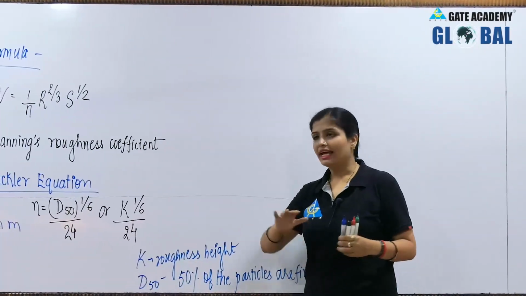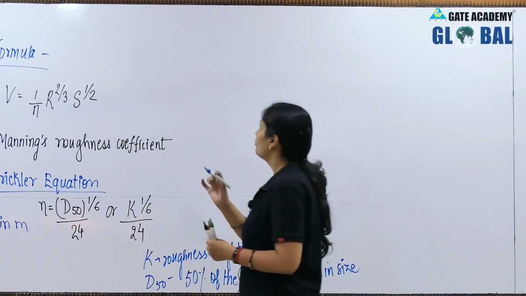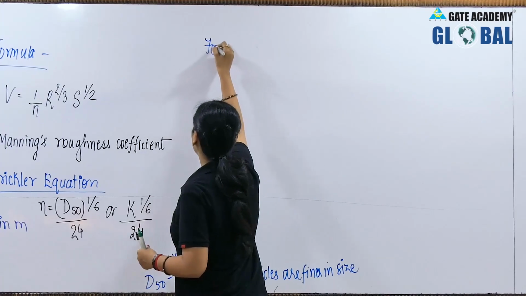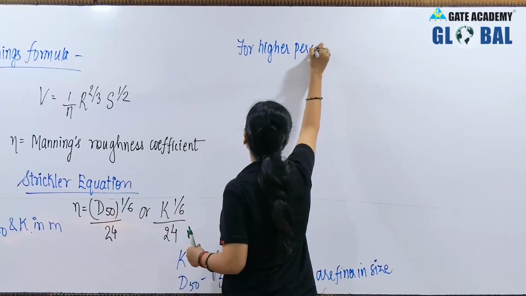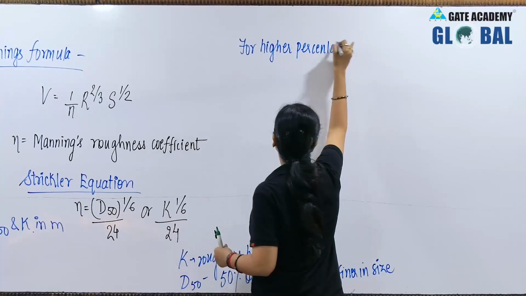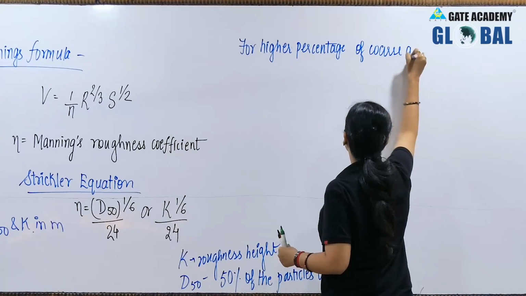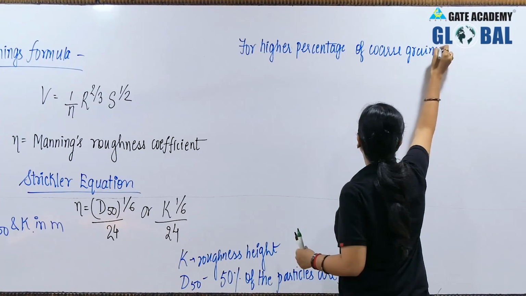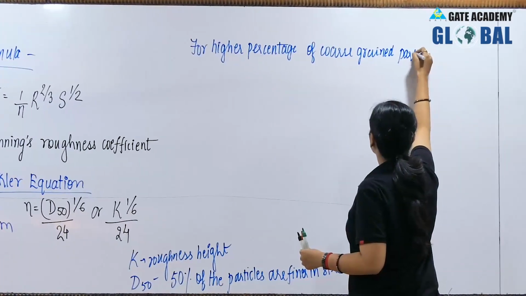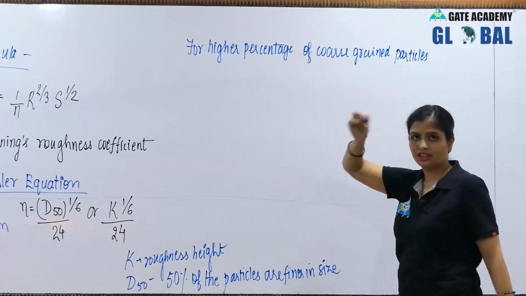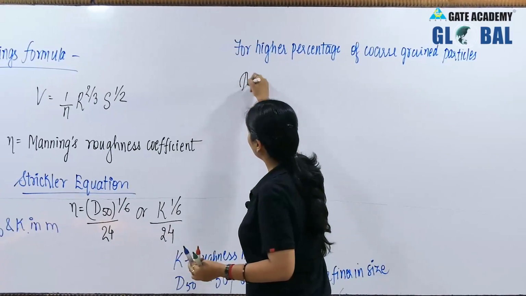What happens if you have an excess of coarse grained particles, that is, for beds having a higher percentage of coarse grained particles? Here you use Meyer's formula.